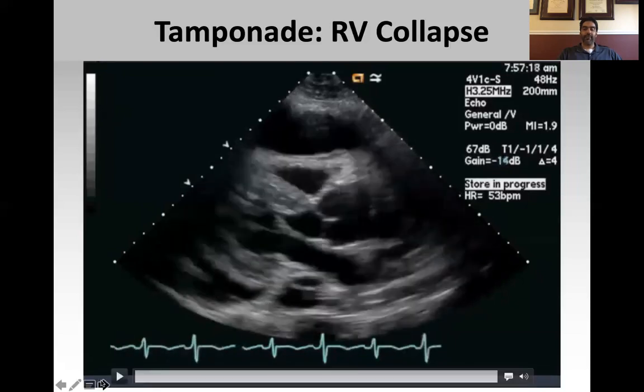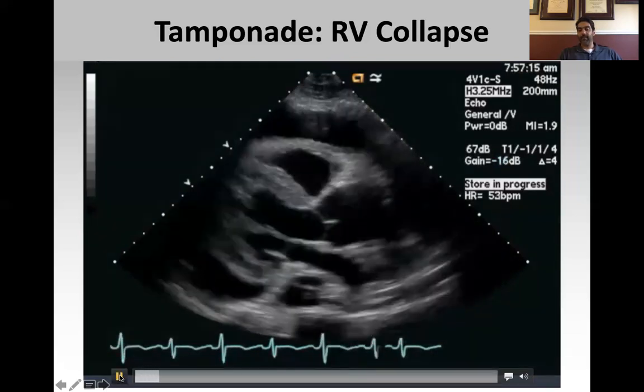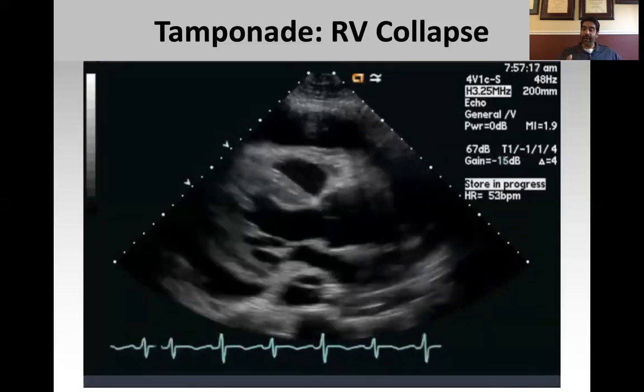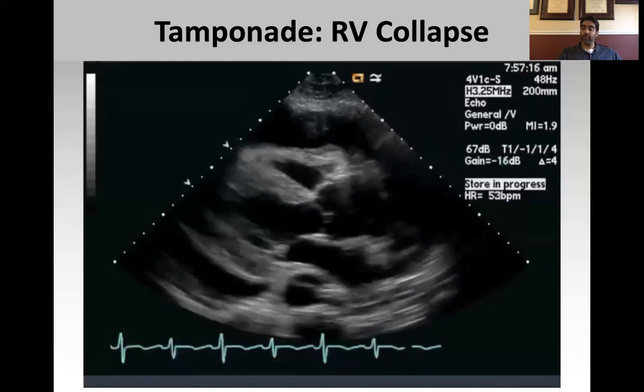And it can be tough to assess that. Quite fortuitously, this video froze when the RV is collapsing. And you can see clearly that's happening when the mitral valve is open. It's tough to look at two things at the same time. So the way you can do this is you can either get a video and slow it down and go frame by frame, or you can use M mode.